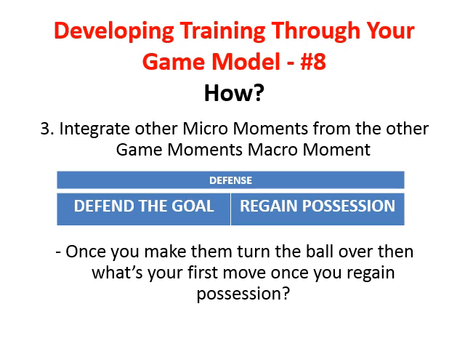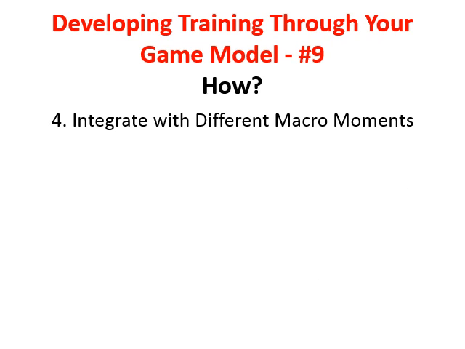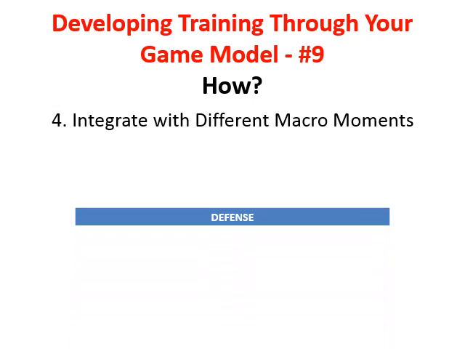As soon as Steve-O takes the mark, the intercept mark, the fat side of him immediately knows he's got to burst to the other side. Okay, so this is where it has implications on almost every player on the ground when you plan things out like this. Number 9, integrate with different macro moments.